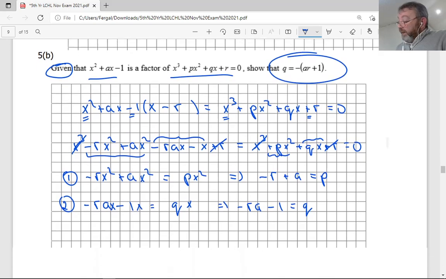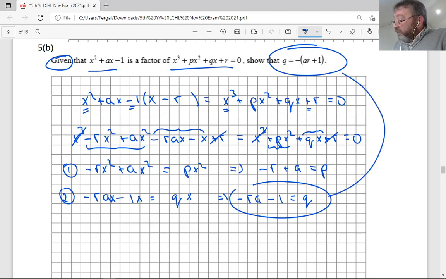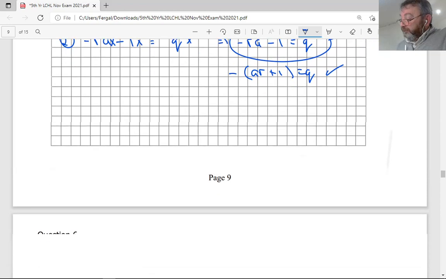So if you take a look up there, what do we have? Well, first of all, look at this one. That there contains all the terms that I need for this. So all I've got to do is rearrange it. Take out the minus as a common factor from both. Minus ar plus 1 is equal to q. That's exactly what they were looking for. So a little bit of manipulation at the end reveals the answer.